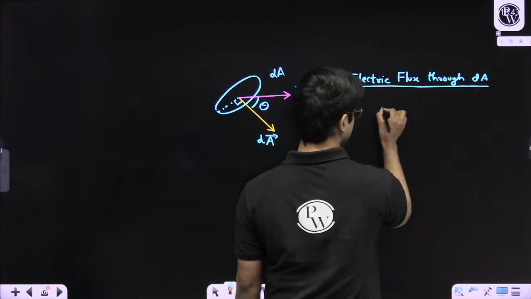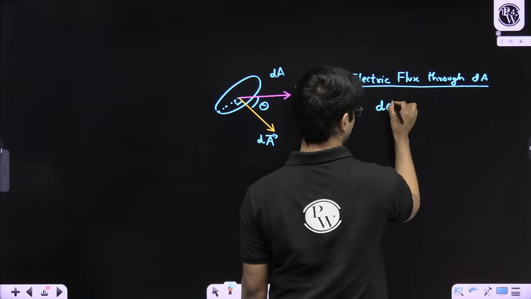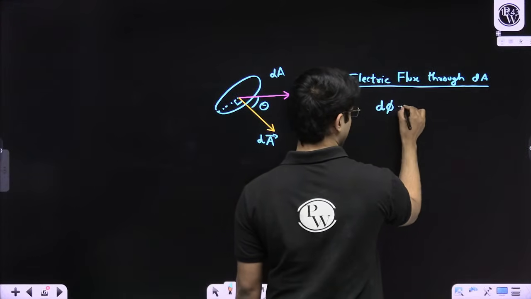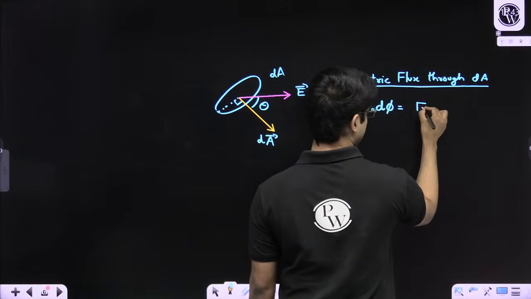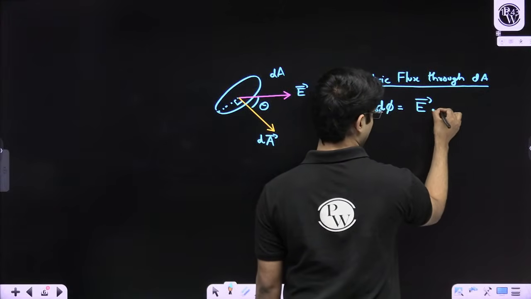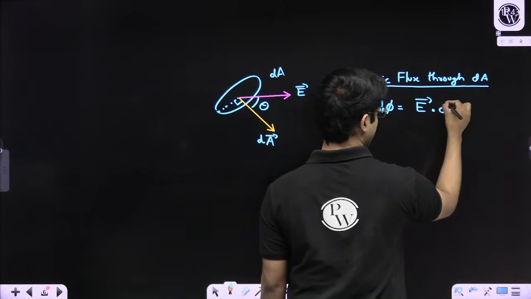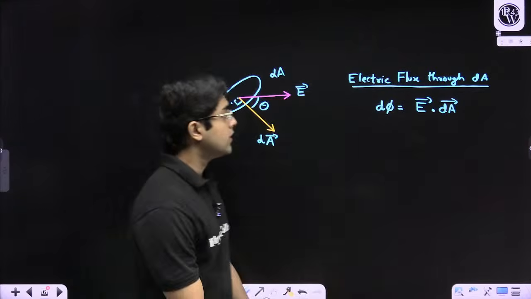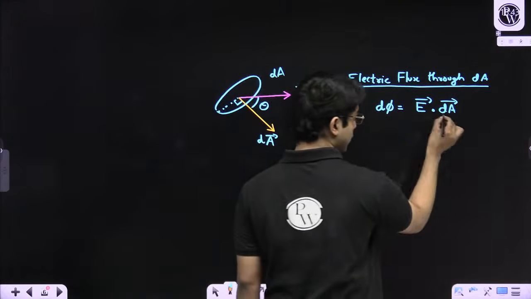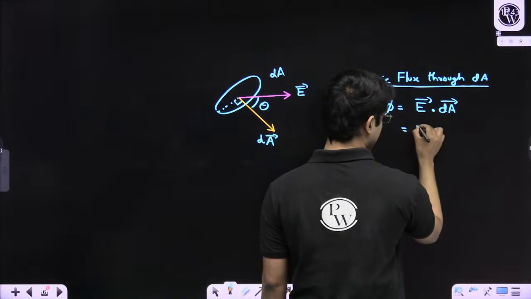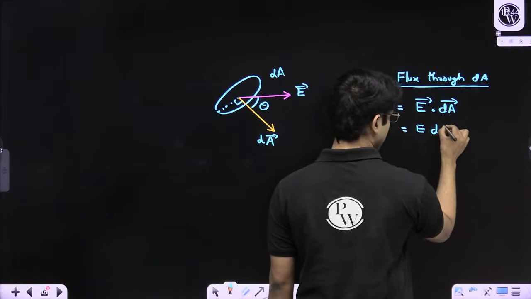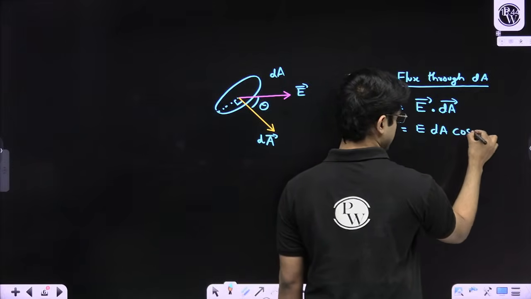Because this is a tiny area, it will be a very small flux. So I'll use the symbol dφ. It is given by the dot product of E and dA, the dot product of the electric field and area. If you open up the dot product, it will be E dA cos θ, right?